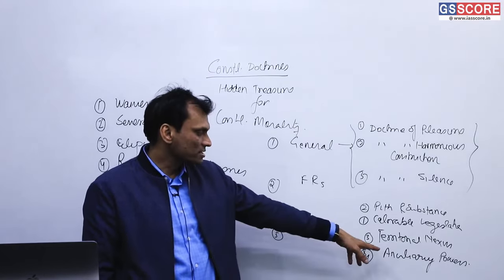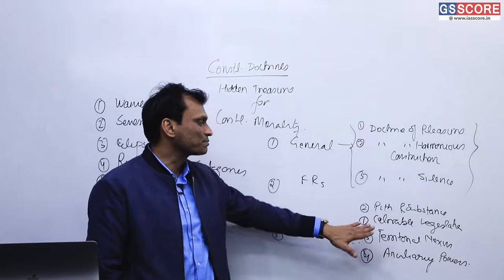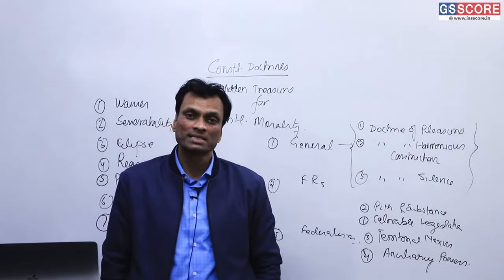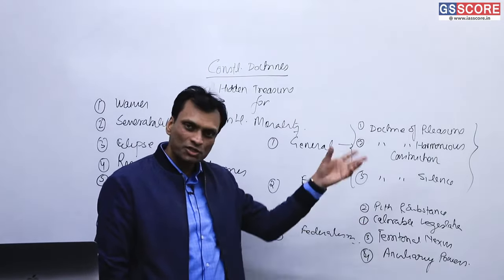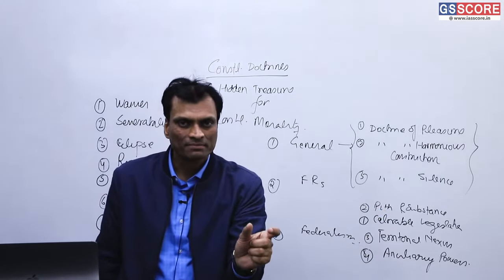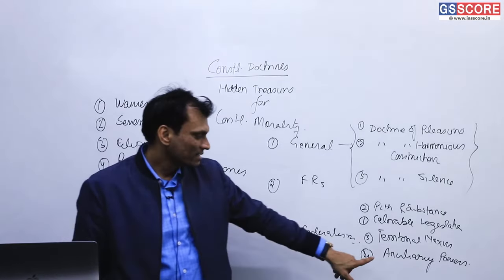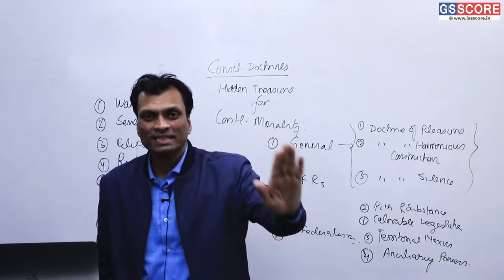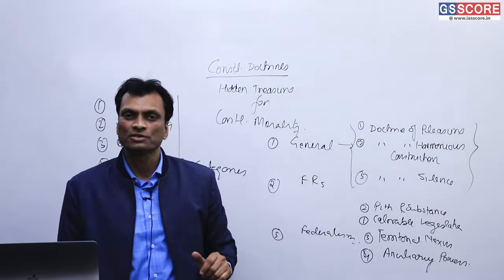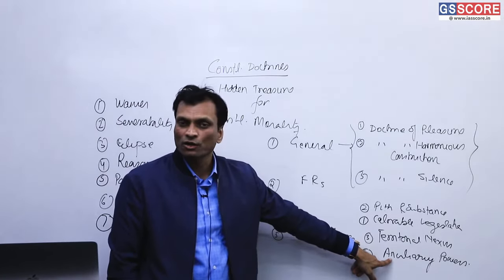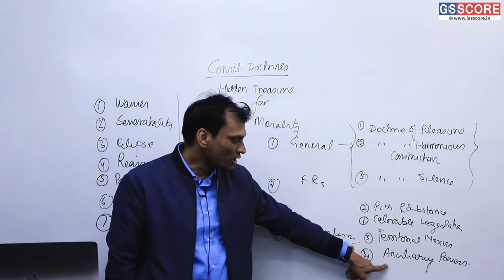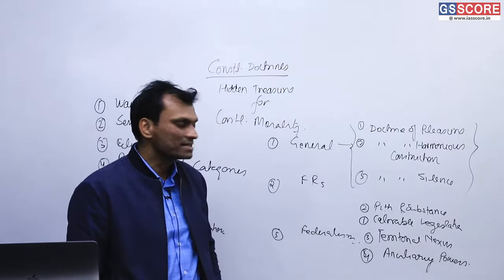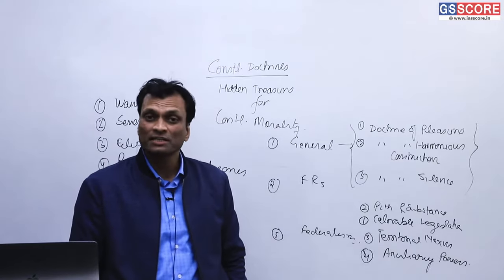Now, these two doctrines, territorial nexus and ancillary powers, are like exceptions to colorable legislation. What does ancillary power mean? Ancillary power means if the law is largely, substantially within the list system, competent for the legislature to make the law, then only superficial, peripheral, incidental, unimportant overflow of the law on the other list items will not make the law unconstitutional. So, incidental impact on the other list will not make the legislative competence within the list system unconstitutional. Right? So, this is ancillary.